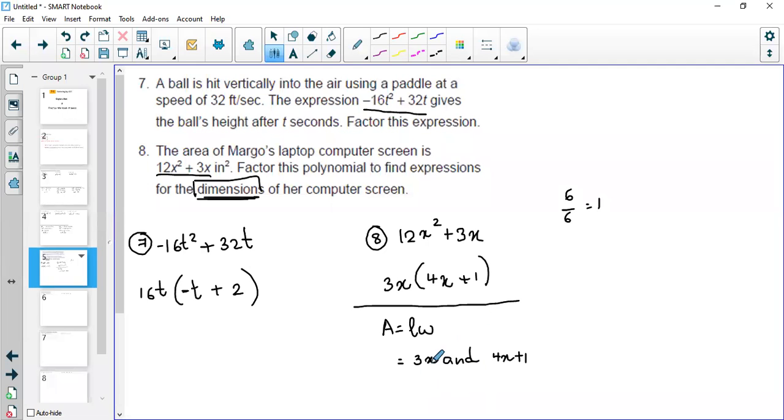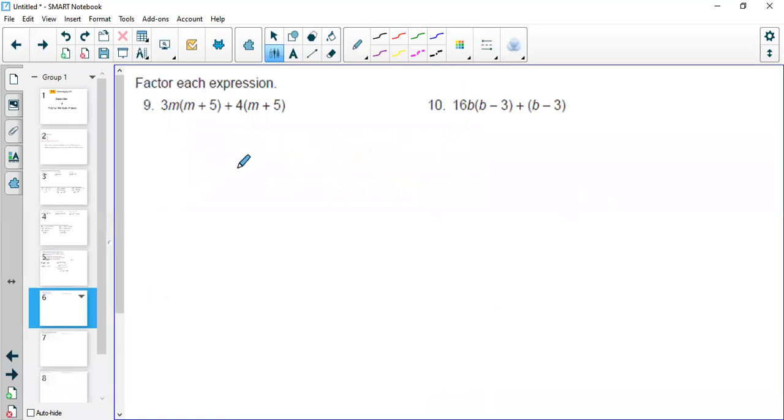So hopefully you have understood this. Whenever they ask for the dimensions, you could pronounce this as dimension or dimension, it's totally up to you. One is the British pronunciation and the other is the American, so you can use any way you want, right? So the dimensions are going to be 3x and 4x plus 1, right? Let's move to the next one.